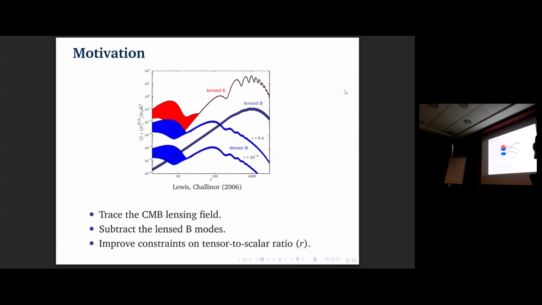From this plot, which is in power spectra space, you can see that the lensing B-mode amplitude is much higher than the tensor B-modes for different r values. So if we want to probe, let's say, r of the order of 10⁻³, we must subtract this effect of lensing in the B-modes. And that's the whole idea of this field: trace the CMB lensing field, phi, subtract the lensing B-modes, and then improve constraints on the tensor-to-scalar ratio.